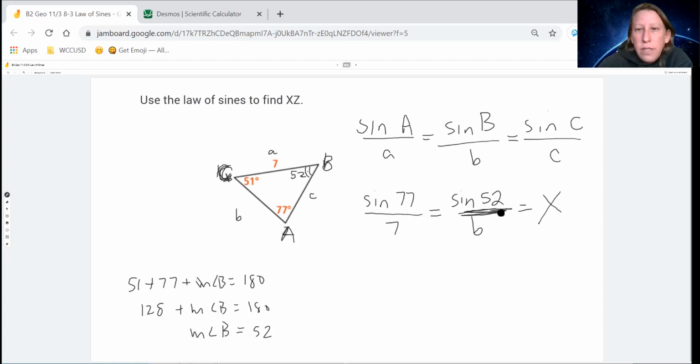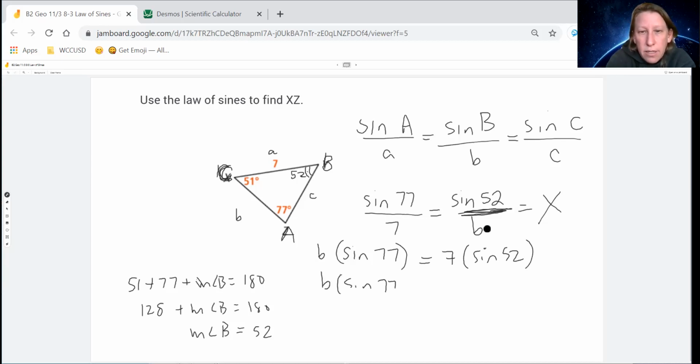Okay, I'm going to use these two ratios to set up this proportion. And I'm going to do the same thing I did before. Sine of 77 times B. I'm using cross products. And I'm going to do 7 times the sine of 52. And I'm trying to figure out what B is. So I'm going to take this side and divide by the sine of 77.